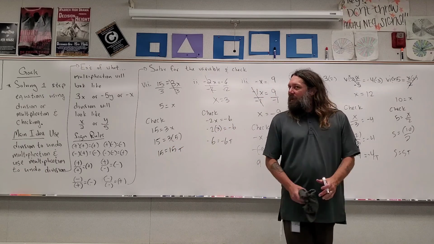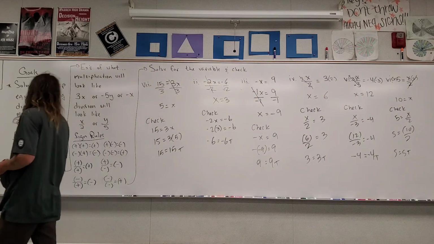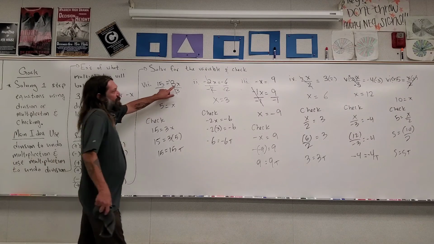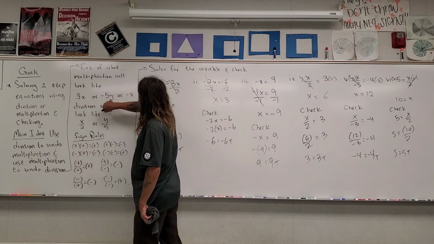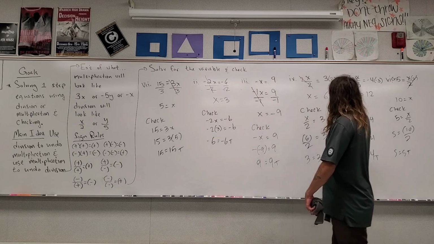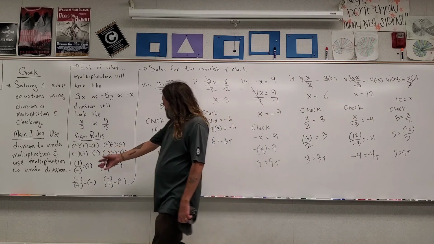Alright, so I'm going to go ahead and end this second lesson in solving one-step equations using multiplication or division and checking. And remember, the main idea, use division to undo multiplication and use multiplication to undo division. I have multiplication if the number is right next to the variable, nothing between it. I have division if I have a fraction. And if I have division, I have to use multiplication.